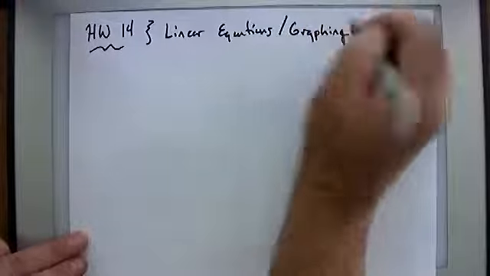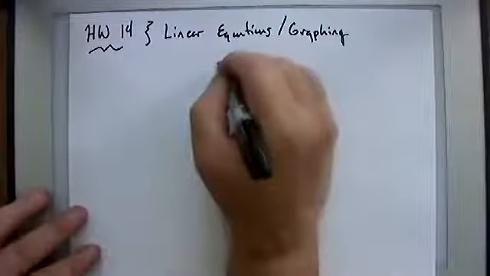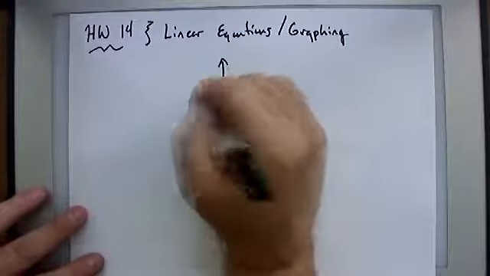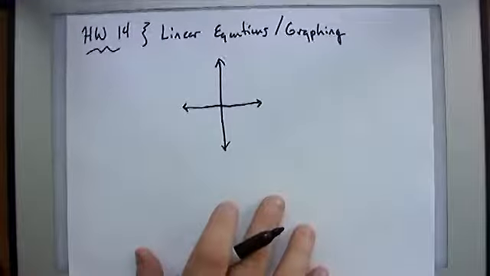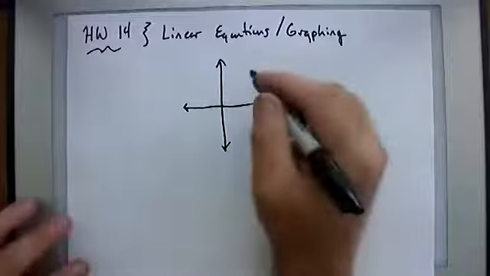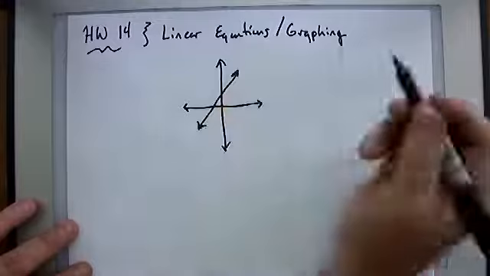So first things first, make sure you go back to the last homework, homework 13. Today we're going to be building off the concepts. Last time we talked about how to plot points, how to find points. If they asked us to give, here's an equation, find some points, we all talked about that. So make sure you're comfortable with that. What we're going to be talking about today is graphing linear lines.